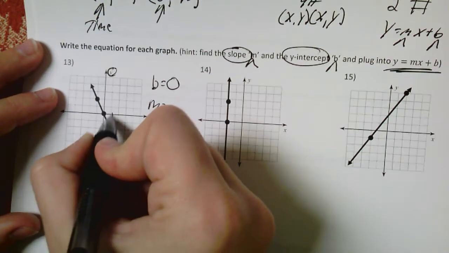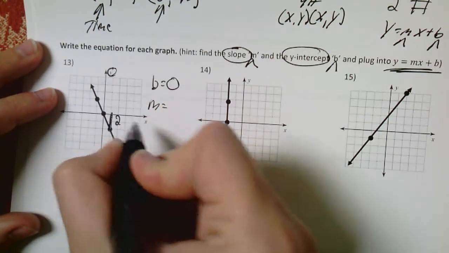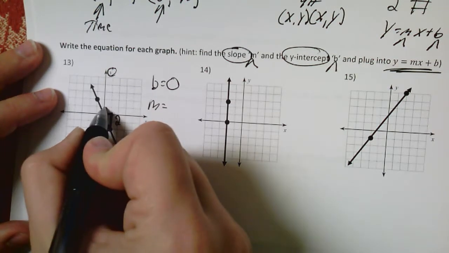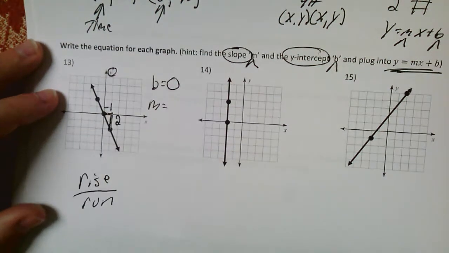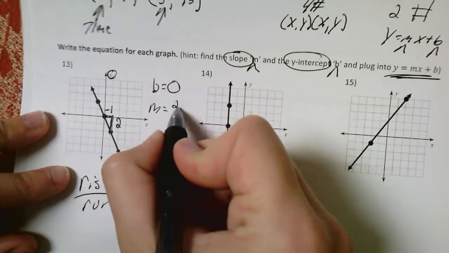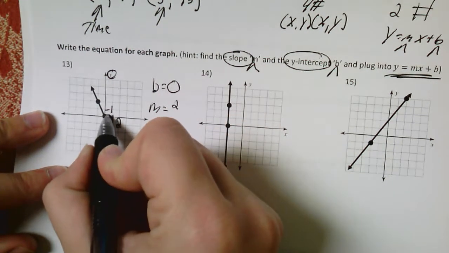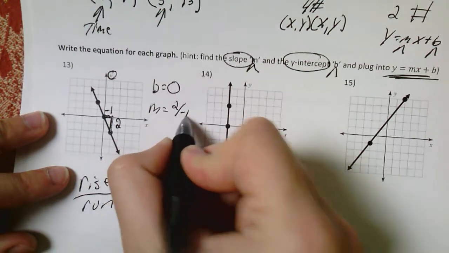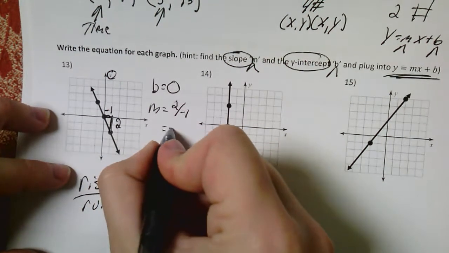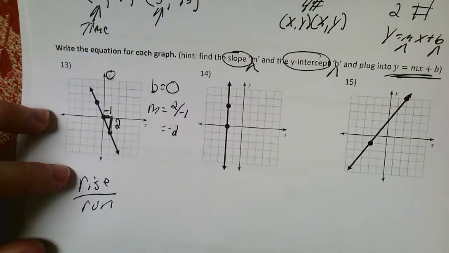I'm going to go up 2, okay? And then I'm going back 1. In order to get to this point, I have to go back 1. So it's going to be negative 1. So when I look at my rise, well, yeah, I went up 2. Great. Over my run, well, I went back 1, so that's negative 1. That's your slope. You can leave it like that. That's perfectly fine. If you want to try to convert that to a negative 2, that's also fine.